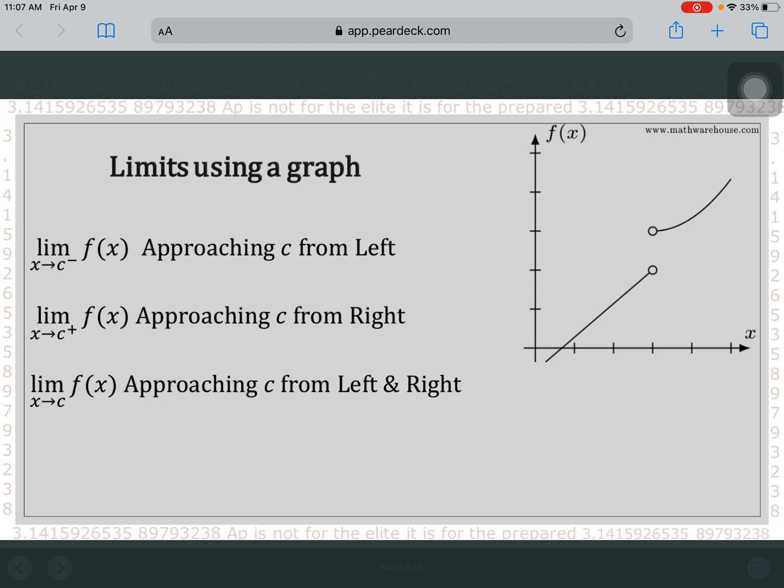However, the limit from one side would exist, if we approach from the left or if we approach from the right. Hopefully that makes sense. Go ahead and write that down. Okay, let's go ahead and try the next one.